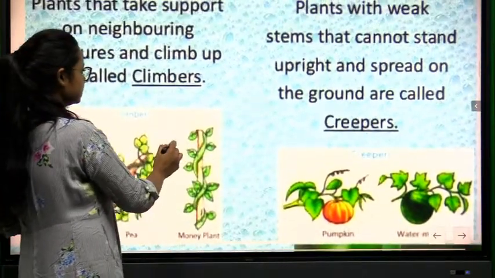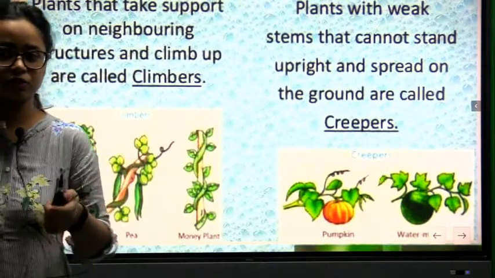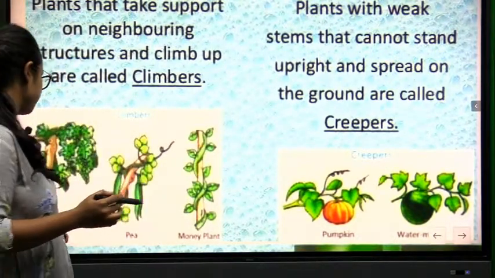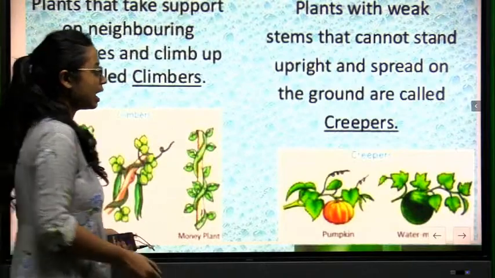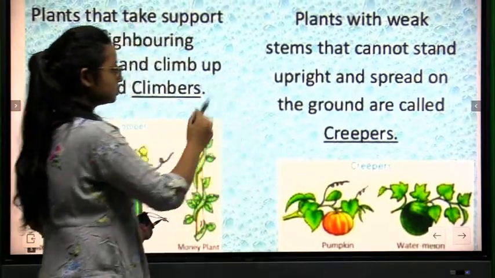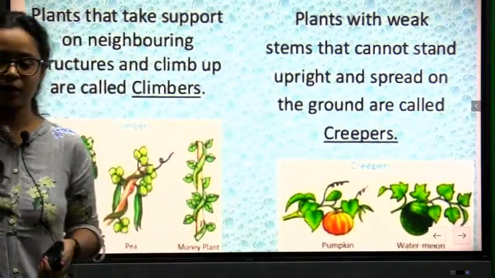There is a difference. Climbers take support of a neighboring structure. They are called climbers. For example, pea plant, money plant. And creepers are those whose stems are very weak and they cannot stand straight.